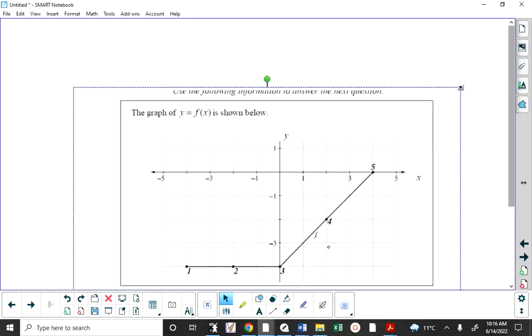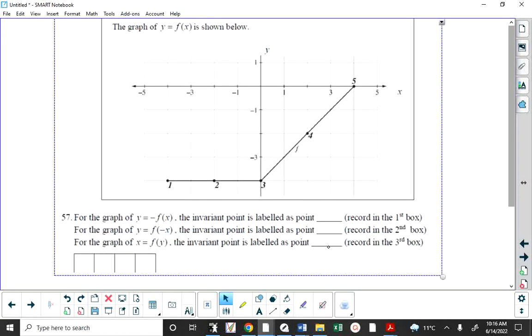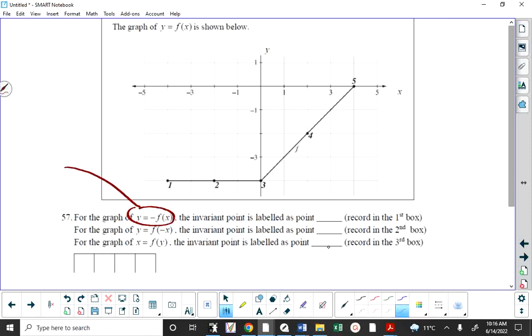So, how is that in any way helpful? Well, you do need to understand that this is a vertical reflection across the x-axis.